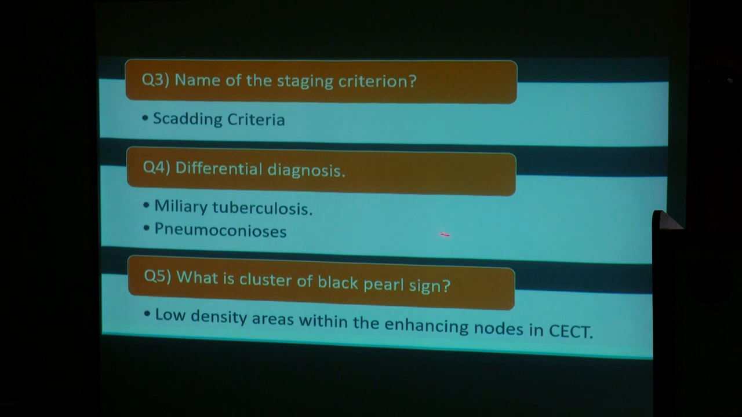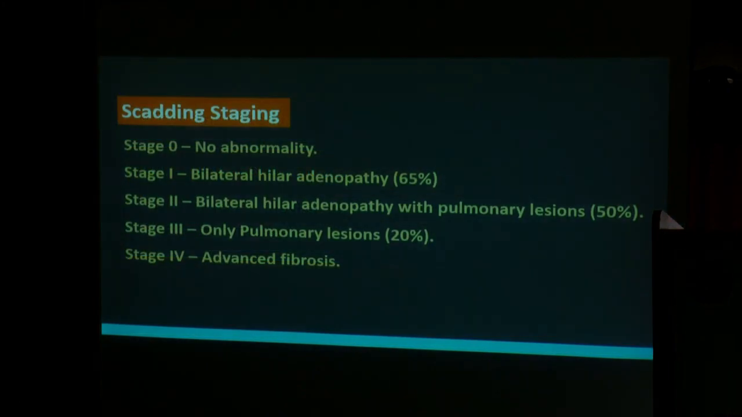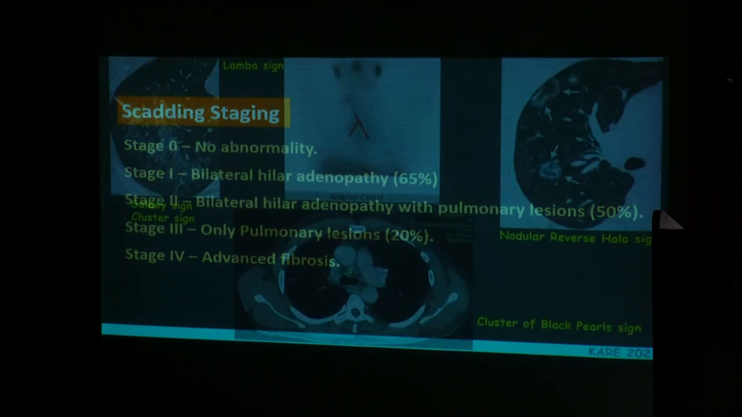Now this is a new sign, the cluster of black pearl sign. On administration of contrast, you will see some low density areas within the enhancing node, that is called the cluster of black pearl sign. This is Scadding staging. Stage 0 is no abnormality, only nodal involvement is stage 1. Both nodal and pulmonary lesion is stage 2. Pulmonary lesions only is stage 3. Advanced fibrosis and involvement of cardiac area and all, you give stage 4. These numbers are chances of resolution to normal lung with treatment. So when it is only pulmonary lesions, it is only 20%.